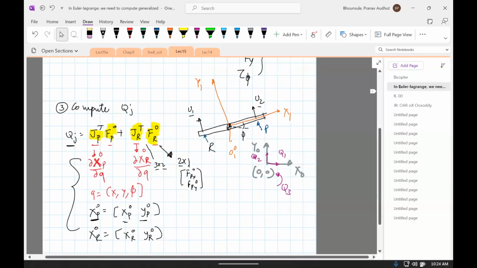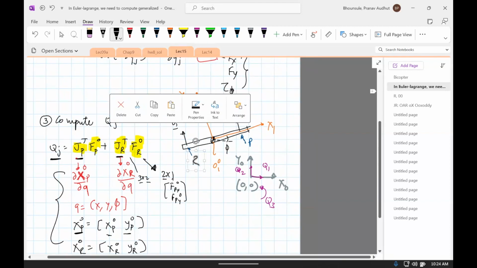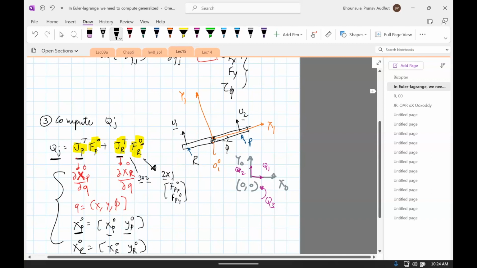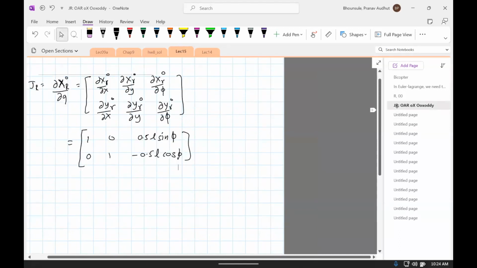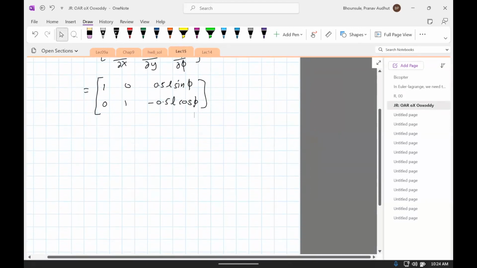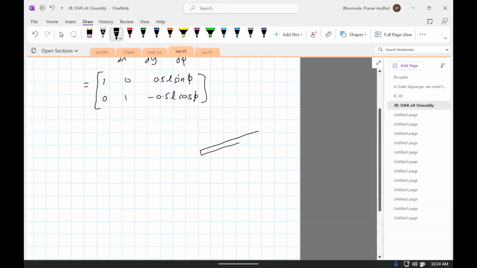Okay, so let's see where we are. We were trying to compute Qj. We've computed Jp and Jr, but we still need to compute Fp and Fr. Fp and Fr are the forces at p and r, but in frame 0. U1, U2, P, R, frame 1.